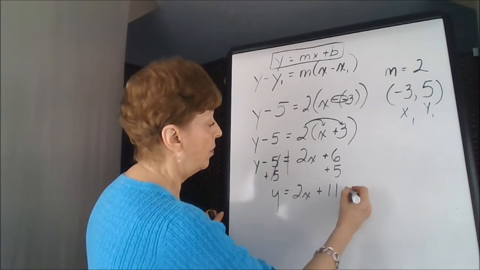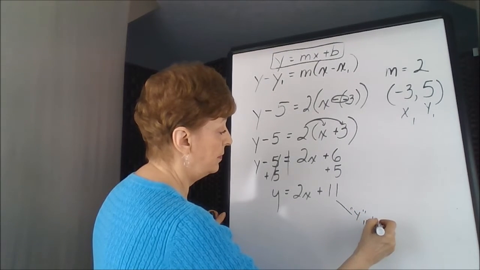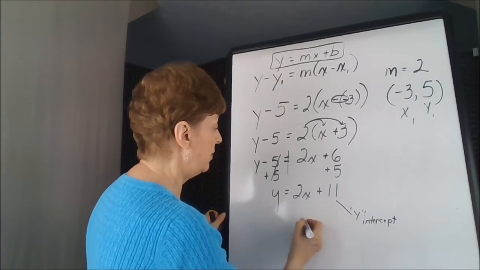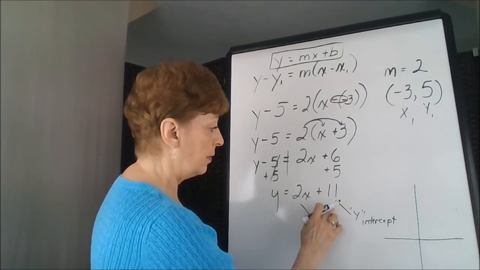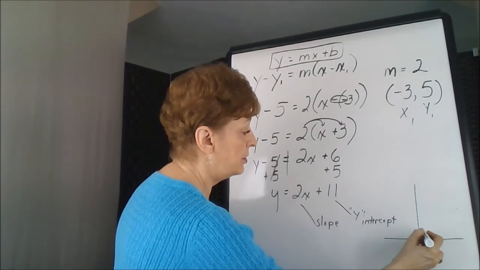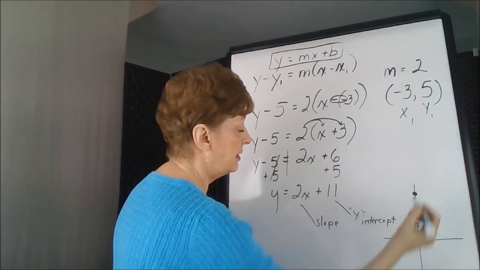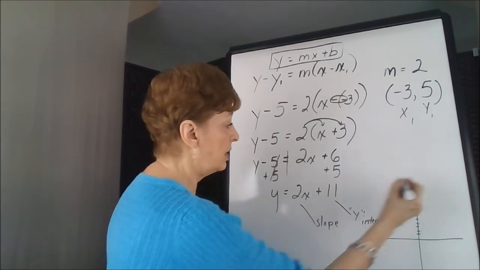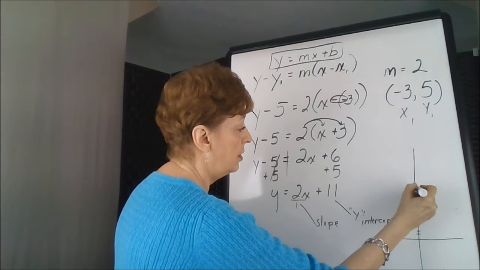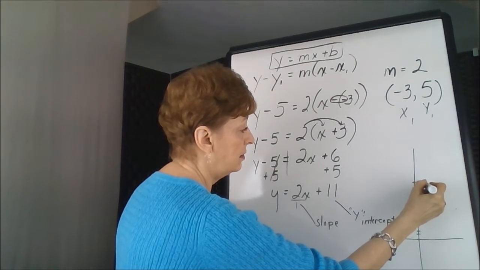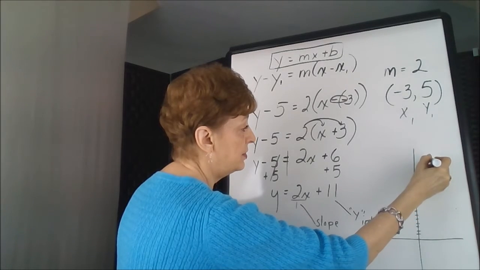So we've got our y-intercept, and we have our slope. All right, we can plot our 11. 1, 2, 3, 4, 5, 6, 7, 8, 9, 10, 11. That's where it crosses the y-axis. And our slope then would be up 2 over 1. So we are going to go 1, 2, and then over 1. From here, 1, 2, over 1. From here, 1, 2, over 1.